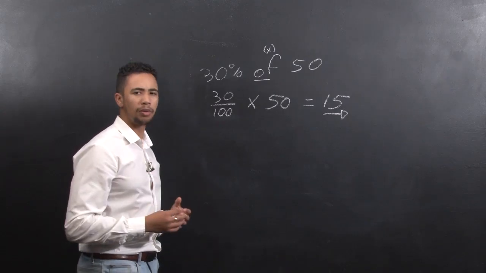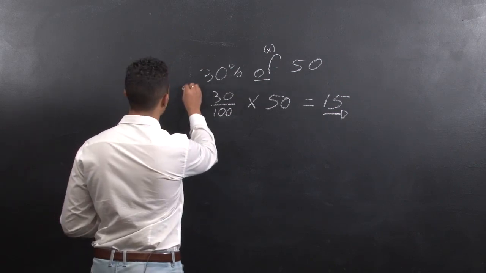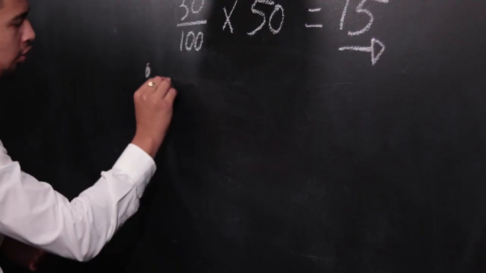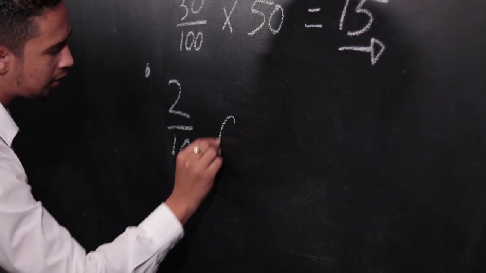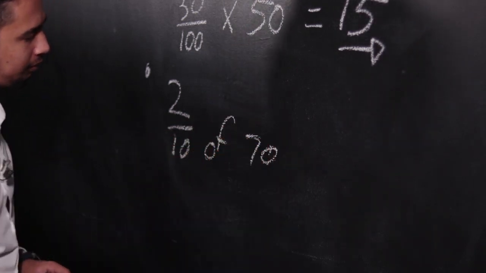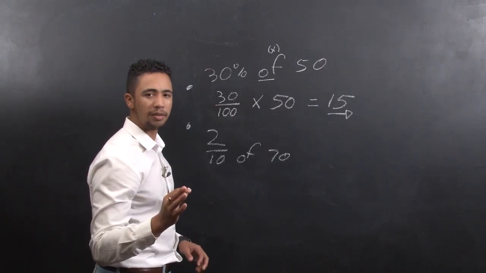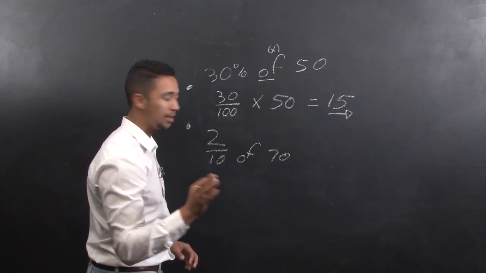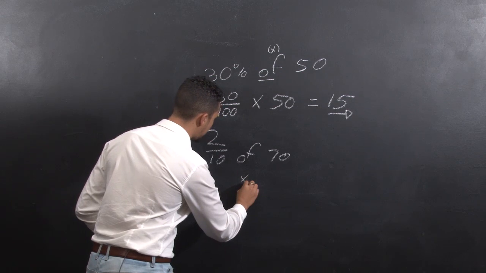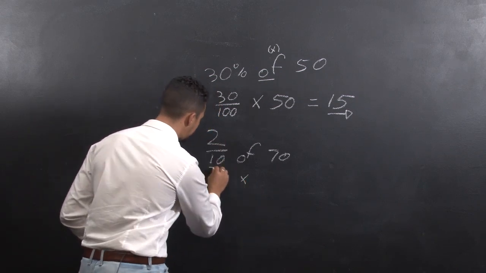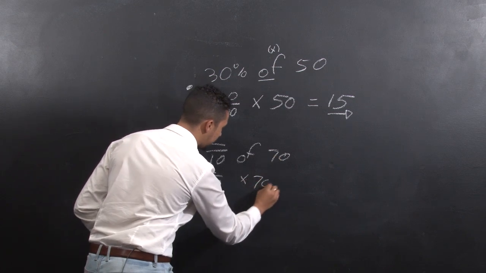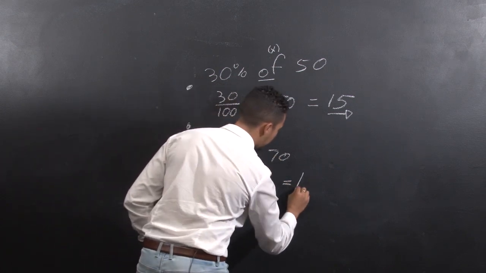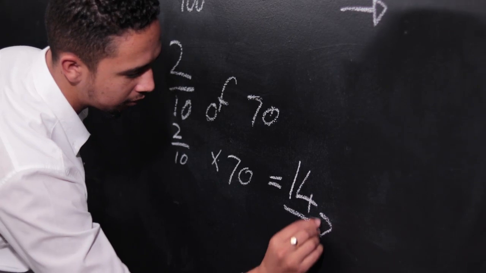Another random example might be 2 over 10 of 70. Now remember, BODMAS, of is times. 2 over 10 times 70 in your calculator is 14.